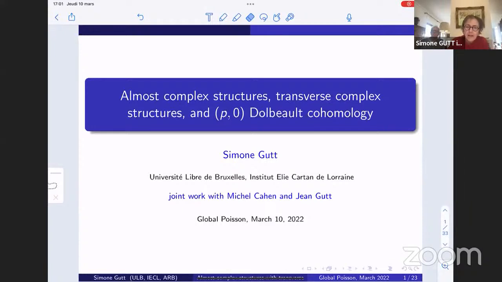And discussing that with our son Jean, he suggested that we link this notion to the existence of transverse complex structures. So we developed this idea and defined generalized transverse complex structures associated to an almost complex structure. And recently, I saw the paper which was published last year of Joanna Cirici and Scott Wilson, who define a Dolbeault cohomology for any almost complex structure. And in this talk, which is ongoing joint work with Michel and Jean, I want to present our geometrical interpretation of the P0 spaces of this cohomology in terms of transverse Dolbeault cohomology.